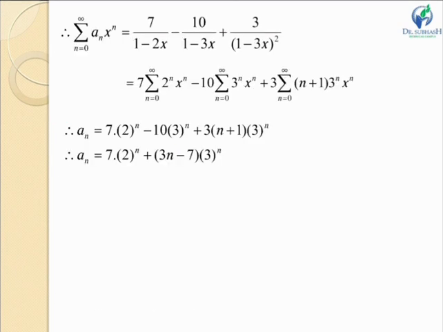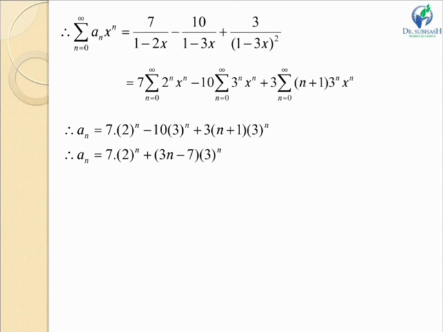I will put all these values in the equation. So I get 7 upon 1 minus 2x, minus 10 upon 1 minus 3x, and 3 upon (1 minus 3x) the whole square. So this again can be written as summation. Coefficient of x is 2, so it will turn to 2 raised to n x raised to n. Similarly, here the coefficient of x is 3, so it will turn to 3 raised to n x raised to n. And here again it is (1 minus 3x) the whole square, so I will put here (n plus 1) into 3 raised to n x raised to n. Since it is a repeating term, I will put here n plus 1.